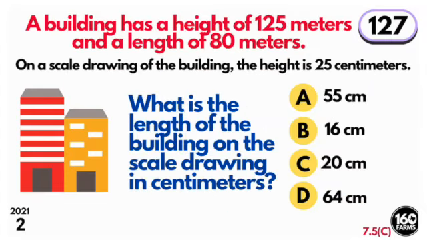A building has a height of 125 meters and a length of 80 meters. On a scale drawing of the building, the height is 25 centimeters. What is the length of the building on the scale drawing in centimeters? So we're working with geometry today.